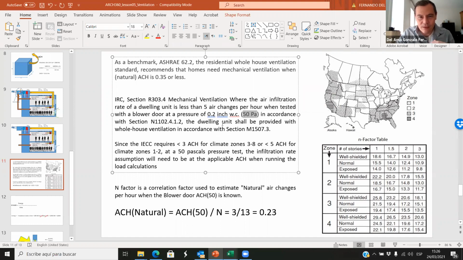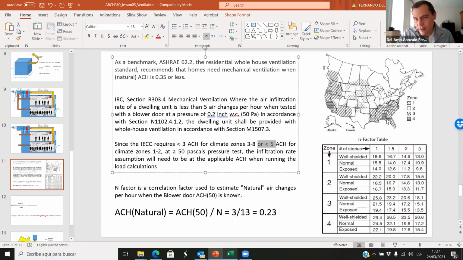And then at these 50 pascals, we are losing that air, and this is the infiltration rate at 50 pascals. And this is what we can measure with the blower door test. Okay. So with the blower door test, this is much higher. This is less than 3, less than 5, depending on these zones. Okay, so these are the zones that we have to use to calculate all these kinds of things.